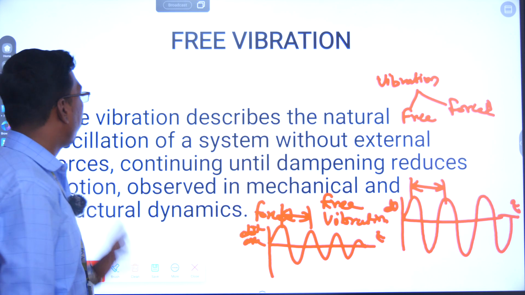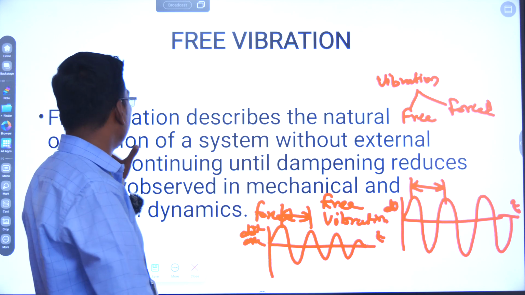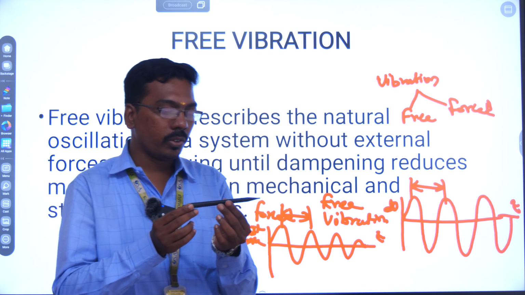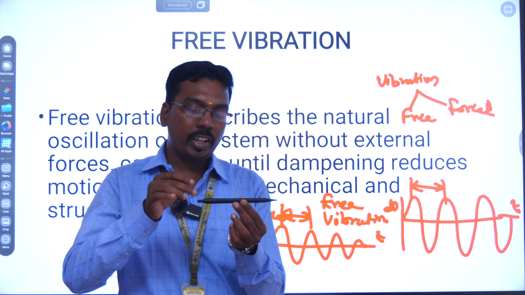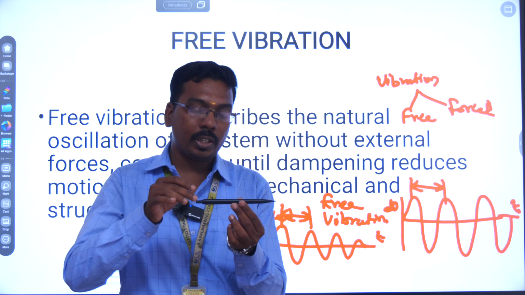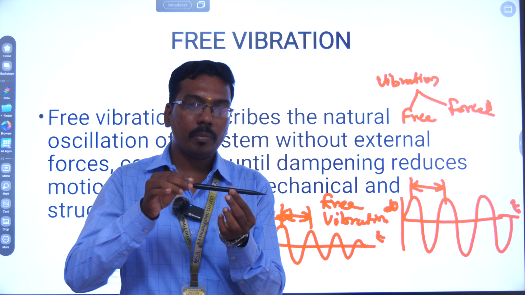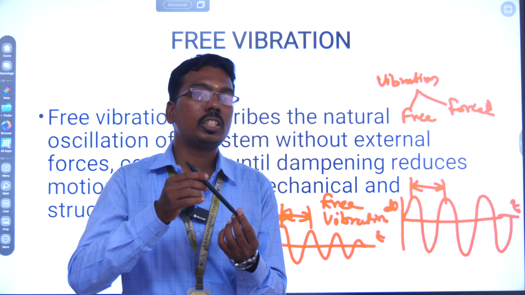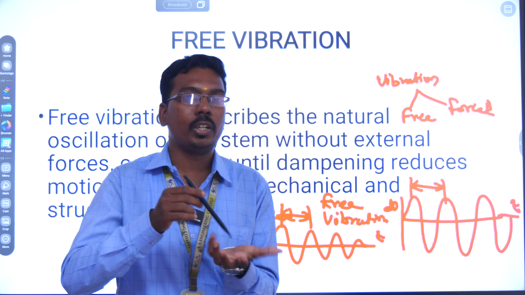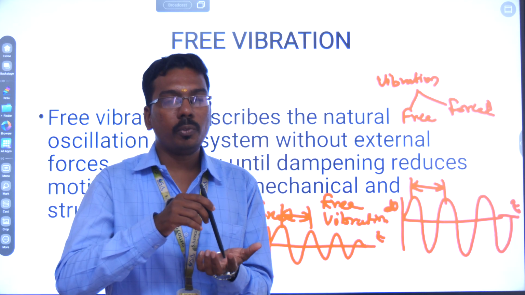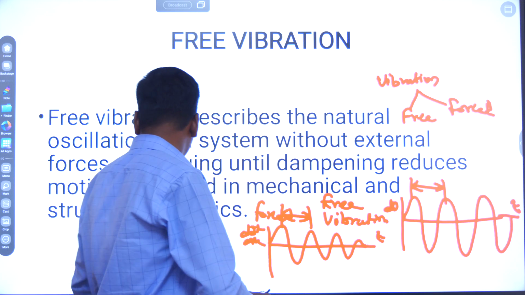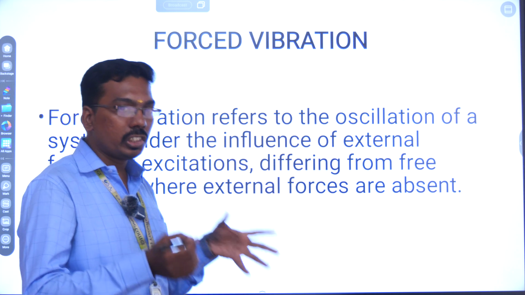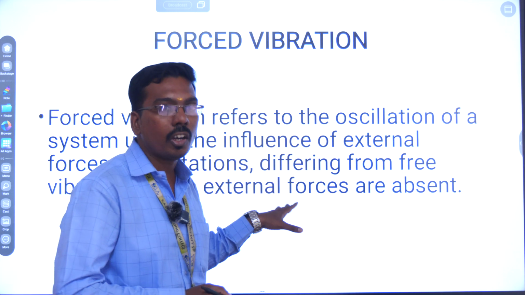Okay. For example, free vibration describes the natural oscillation of a system without external forces. External forces, for example, suppose I take a pen in my hand. Without any external force added to the particular material, it behaves like continuous damping. Okay, for forced vibration, if I add any mass value to that particular pendulum or spring system, only at that time it will act as forced vibration. So forced vibration refers to the oscillation of a system under the influence of external forces.